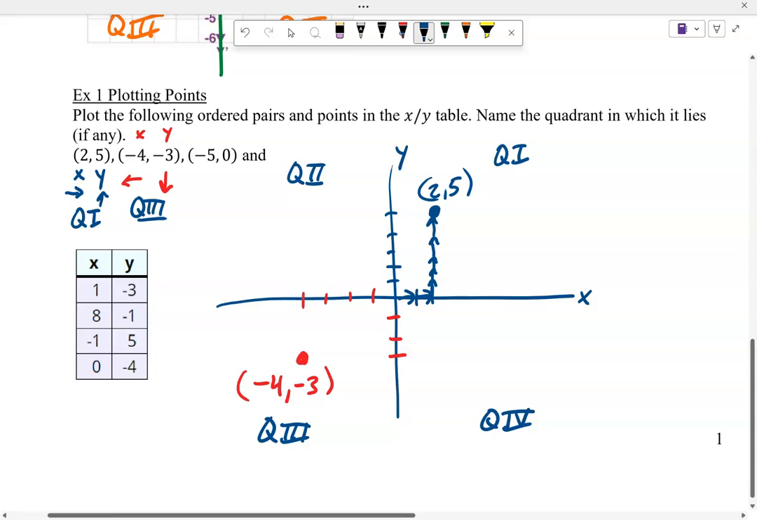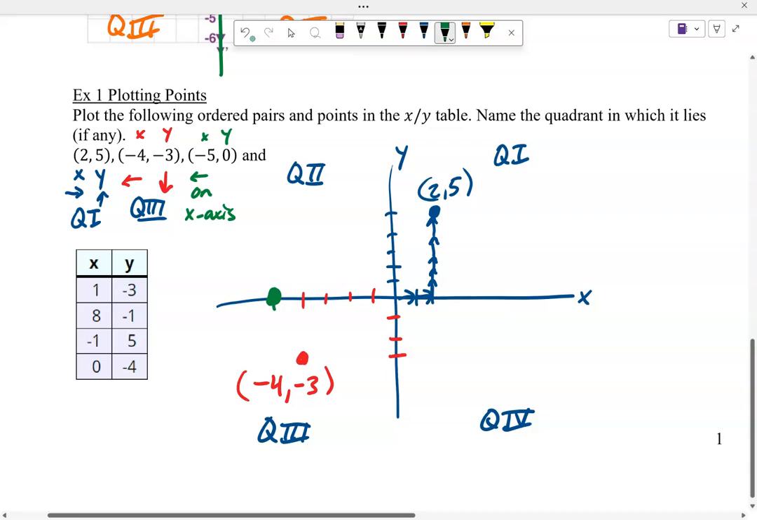Okay. Next one's -5, 0. So am I going to go right or left for that -5? Good, left 5. And then it's 0, so I don't go up or down. I just stay right there. Left 5, put a dot. What quadrant is that in? That's a trick question. It's not in either quadrant. It's not in 2 or 3. It's on an axis. That's on the x-axis. So it's on an axis. It's not in any quadrant.